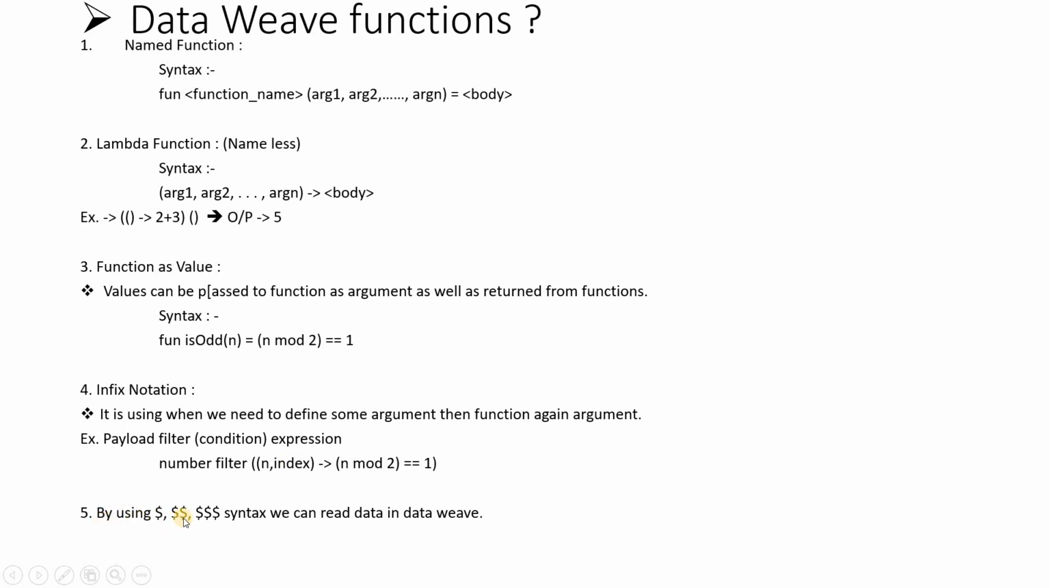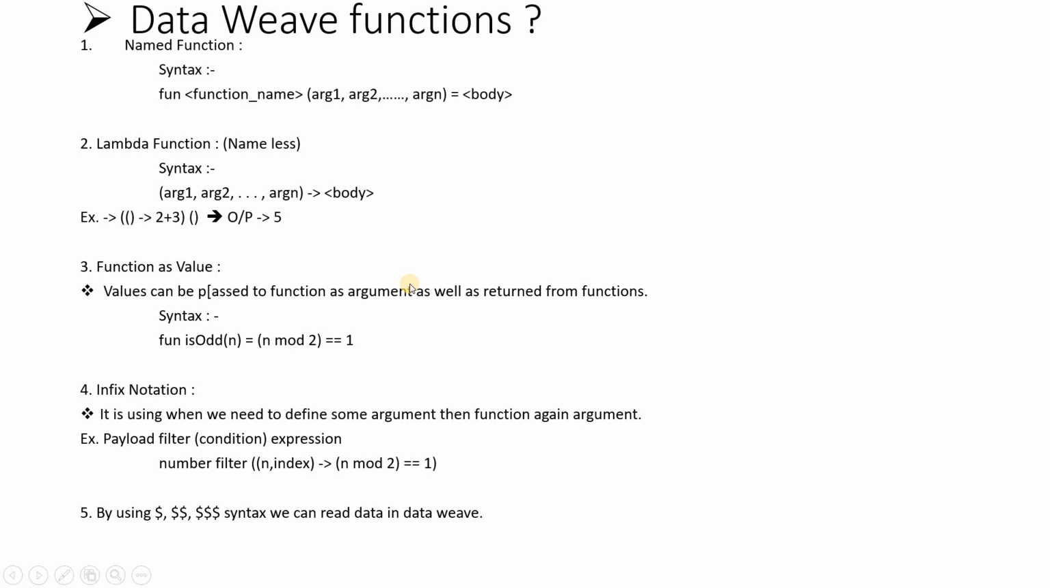There is another one: by using the dollar sign we can read the data from DataWeave, like dollar to read all the root data, and $$ to read the index and so on. So by using the dollar sign we can read the data also. This is the type of function, and this is how we can define these functions: named function, lambda function, function as values, infix notation, and the dollar sign. I'll cover all these as a program in the next part of this video.